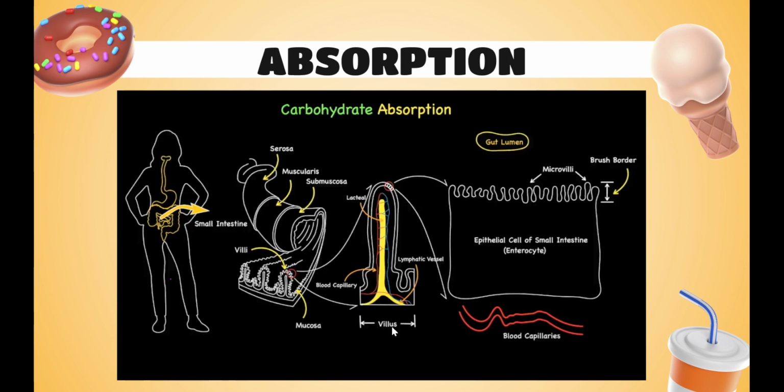Now, on the opposite side of the brush border is where the capillaries are located. It is the job of these enterocytes to transport the end products of digestion, such as glucose, from the lumen of the GI tract and into the bloodstream. Let's now have a look at how this is achieved by focusing on the internal machinery that is responsible for this process.